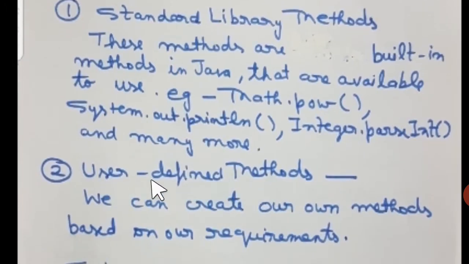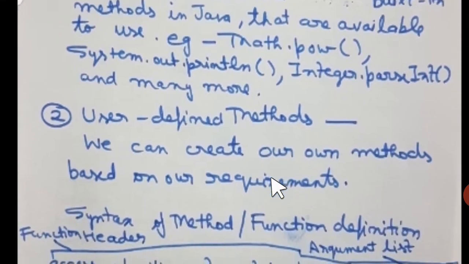The second category is user defined methods. We have been given the ability to define our own functions or methods as per our needs. Suppose I want to calculate the simple interest. There is no method provided by Java for that. So in that case, we need to define that function ourselves. Similarly, if I want to calculate the area of a circle or a square, we can write our own functions. So our own functions are going to be based on our requirements.